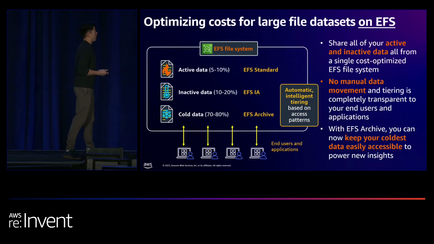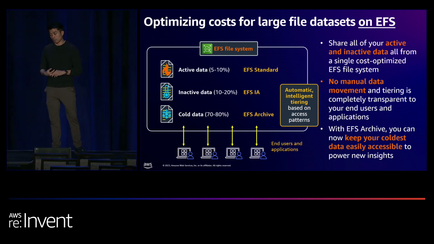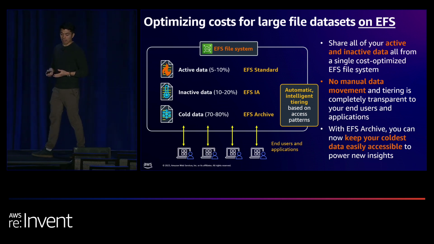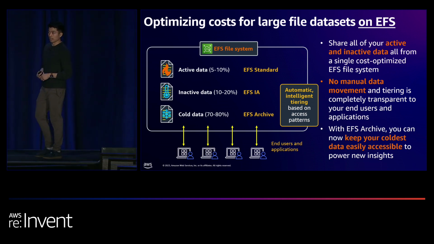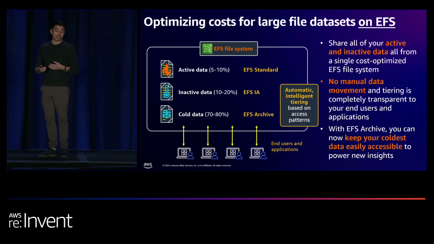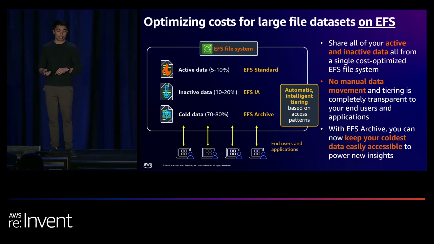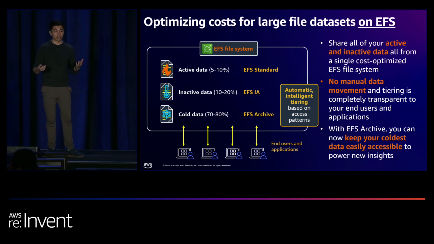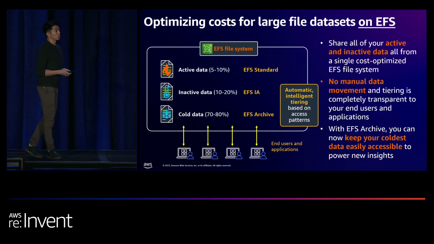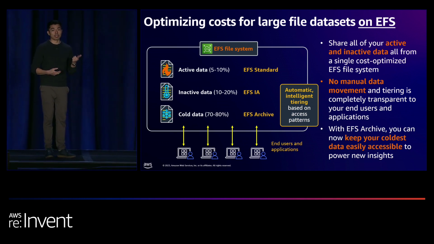And so what does a file share look like on EFS now with this new storage class? Well, we talked about how file data sets typically have active data, inactive data, and cold data. Now EFS offers storage classes that are purpose-built and aligned to each of these different types of access patterns. And you get automatic intelligent tiering across these storage classes based on those access patterns. So we do all the heavy lifting for you. You don't have to monitor your access patterns. We move your data to the right storage class that delivers the performance you need and the price you need.